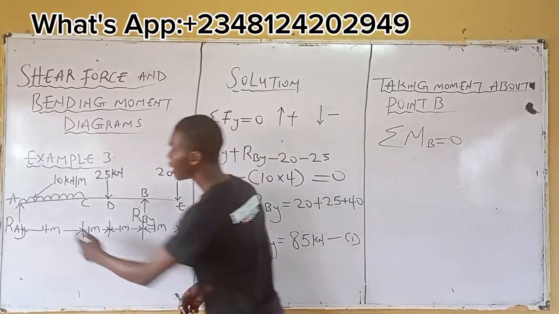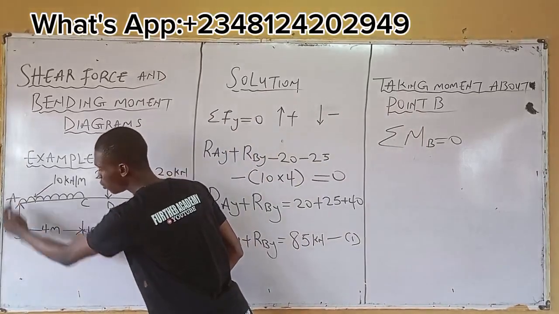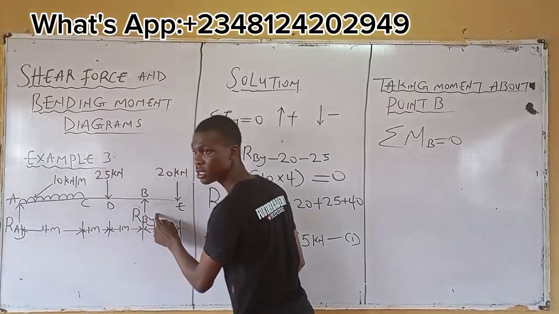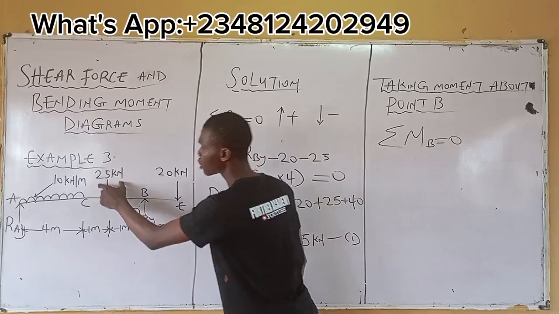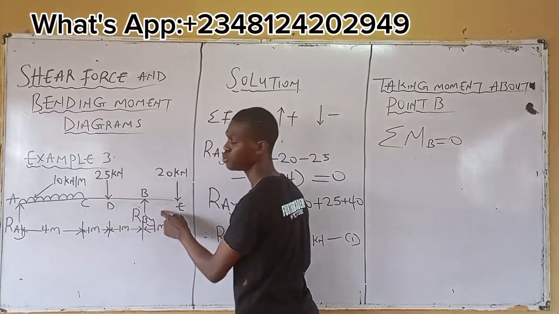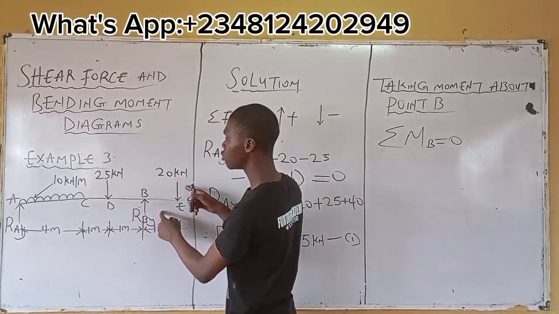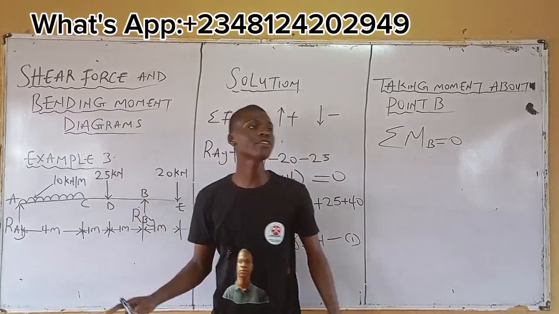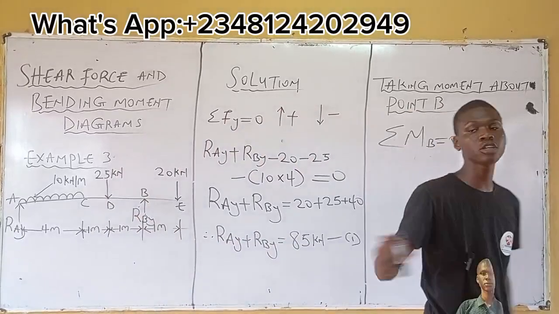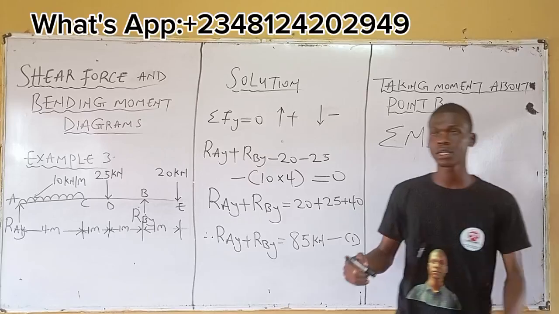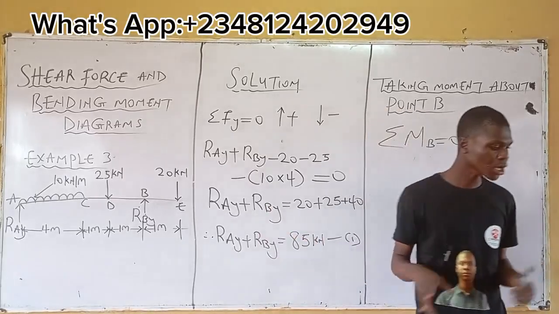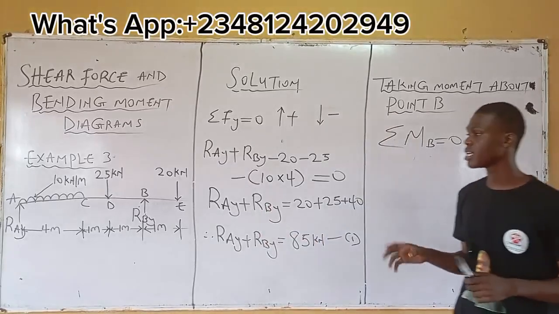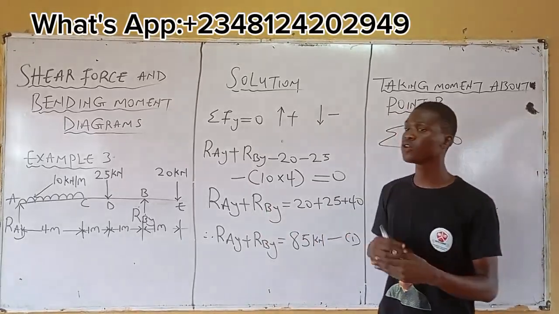Meaning that the force on A, which is RAY, is going to be, this particular UDL is going to be, 25 kilonewton is going to be, and lastly this 20 kilonewton is going to be. So irrespective of the way you are taking your moment, you still get the same thing. But for me, when solving this shear force and bending moment diagram, I always love going gradually.